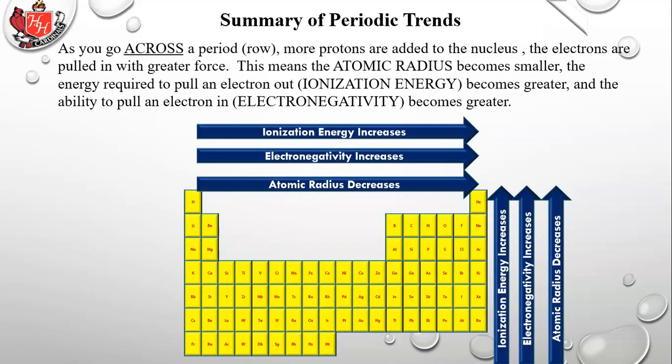As you go across a period, or a row, more protons are added to the nucleus. The electrons are pulled in with greater force. This means the atomic radius becomes smaller. The energy required to pull an electron out, that's ionization energy, becomes greater, and the ability to pull an electron in, electronegativity, also becomes greater.